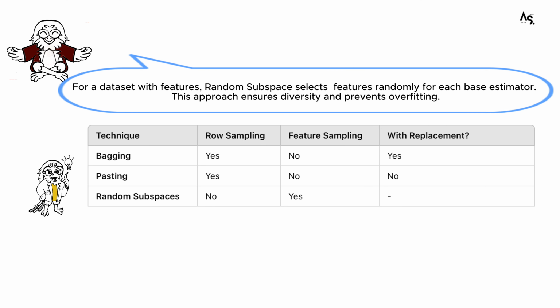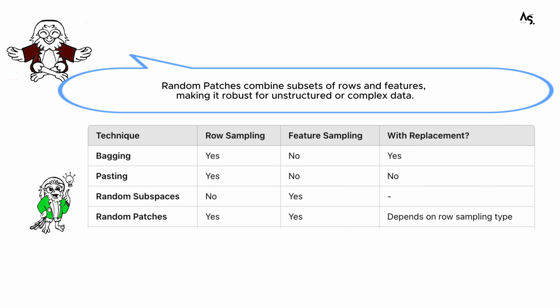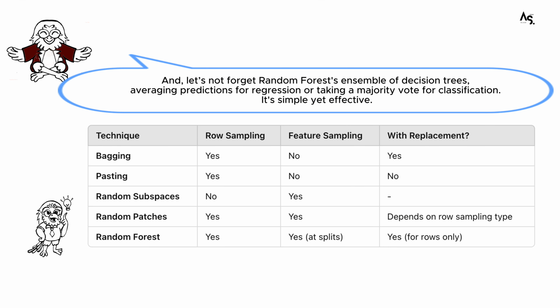For a dataset with features, random subspace selects features randomly for each base estimator. This approach ensures diversity and prevents overfitting. Random patches combine subsets of rows and features, making it robust for unstructured or complex data. And let's not forget Random Forest's ensemble of decision trees, averaging predictions for regression or taking a majority vote for classification. It's simple yet effective.